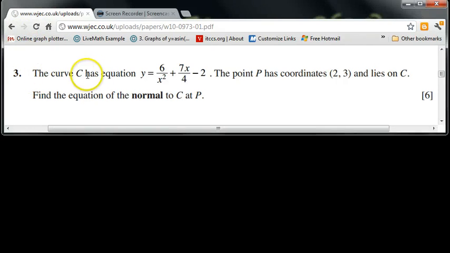Question 3 then. The curve C has equation y equals 6 over x squared plus 7x over 4 minus 2. The point P has coordinates (2, 3) and lies on C. Find the equation of the normal to C at P.